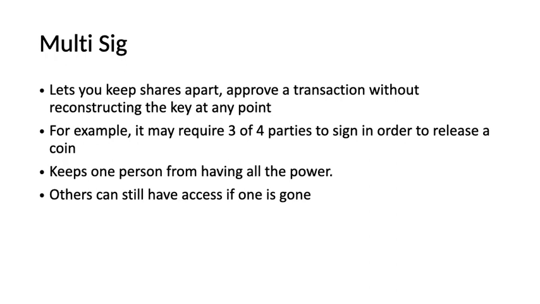So in order to get around this problem, we have something called multisig. This lets you keep shares apart and approve a transaction without reconstructing the key at any point. For example, it may require 3 of the 4 parties to sign in order to release the coin. This will keep one person from having all of the power, and others can still have access if one is gone.